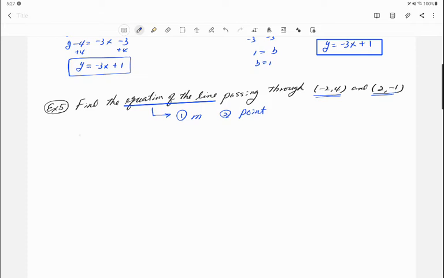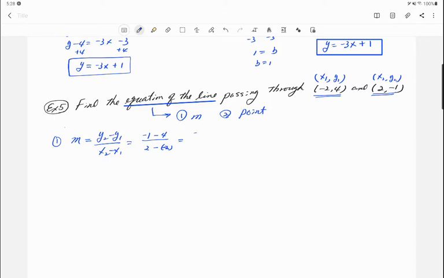So in that case, we need to find the slope first. Slope is y2 minus y1 over x2 minus x1, right? Since there are 2 points, let's say this is x1, y1. The second point is x2, y2. Then the slope will be y2, which is negative 1, minus y1 over x2 minus x1.